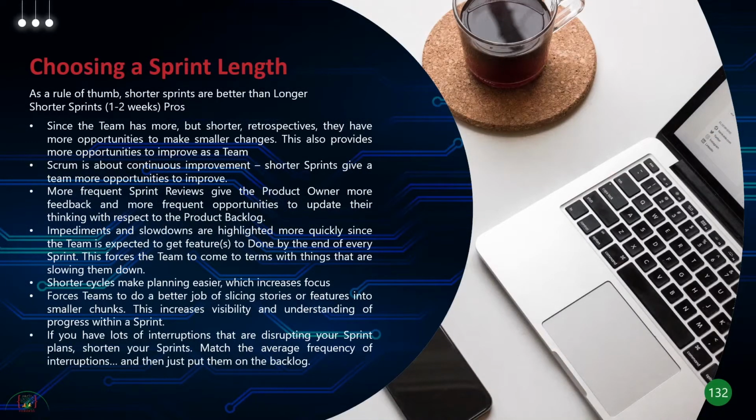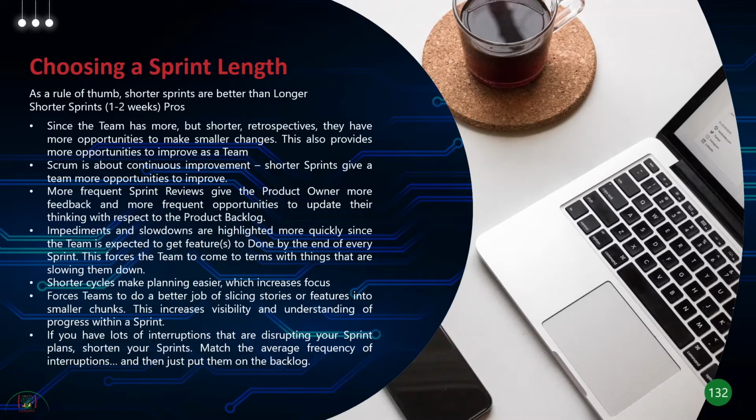Now let's talk about choosing a sprint length. During the sprint planning meeting, we're choosing a sprint length. The Scrum Master along with the team have to choose a sprint length. Usually sprints in Scrum will be between 2 to 4 weeks. It shouldn't extend beyond 4 weeks, that is a month.